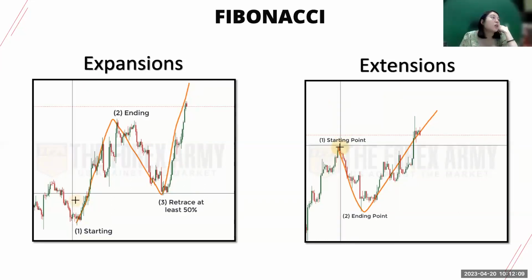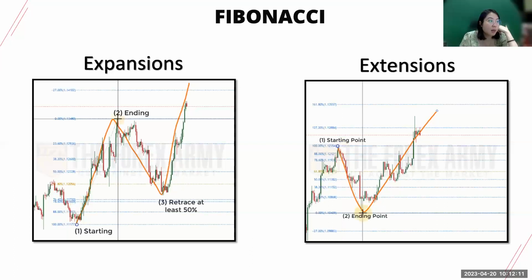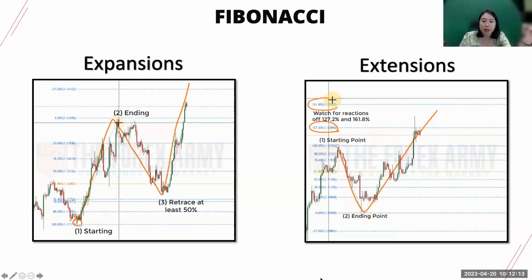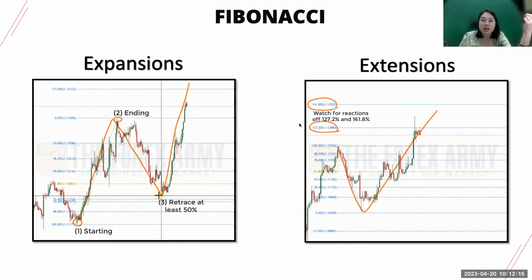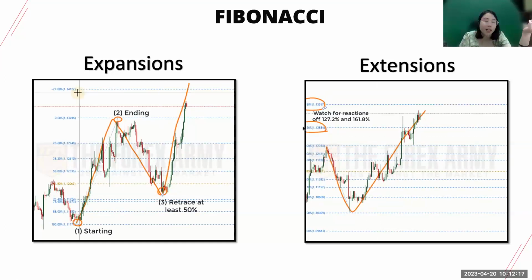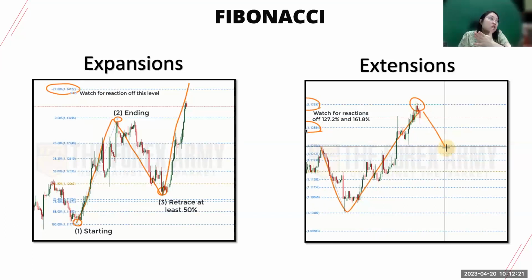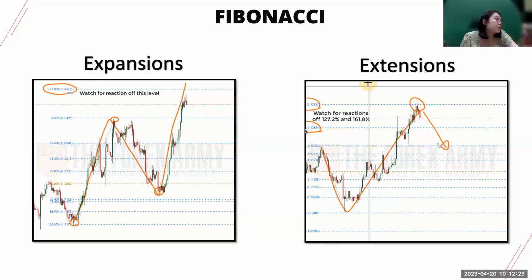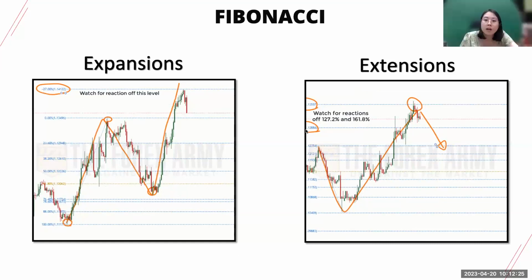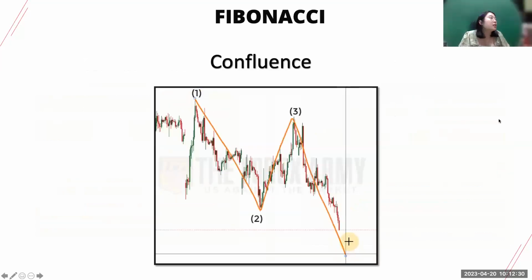Other than that, we will be finding confluence that combines different levels of Fibonacci and different indicators and different horizontal levels, and then from there you use it to find your entry, your stop loss, and profit. Okay, so that's that for the introduction. Do you guys have any questions?